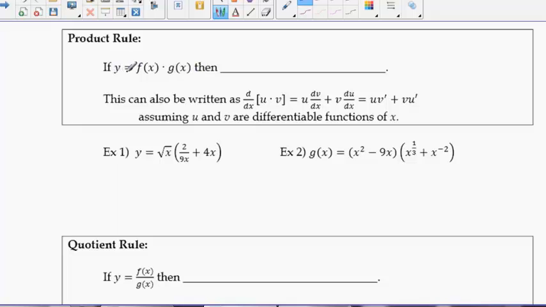So the product rule is this. If y is f times g, then dy dx is f times g prime plus g times f prime. I usually say that as it's the first times the derivative of the second plus the second times the derivative of the first. I've also seen it written this way. d/dx of u times v is u dv dx plus v du dx. The first times the derivative of the second plus the second times the derivative of the first, or using prime notation, it looks like that.